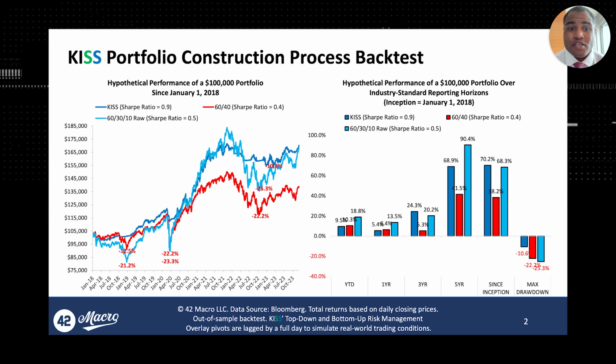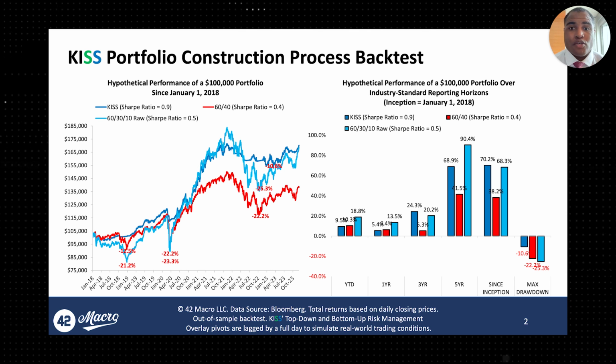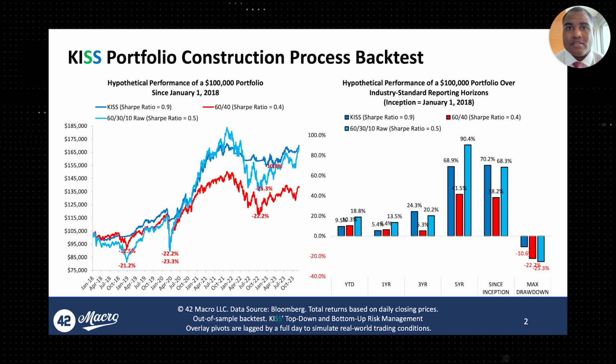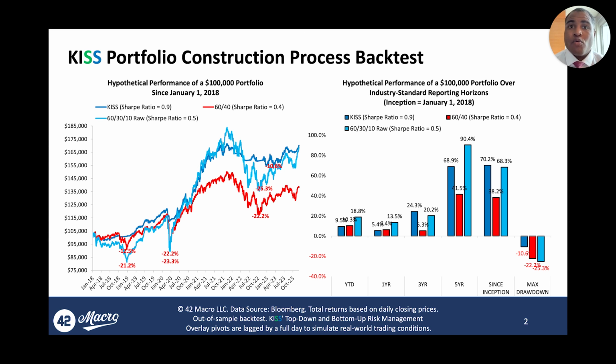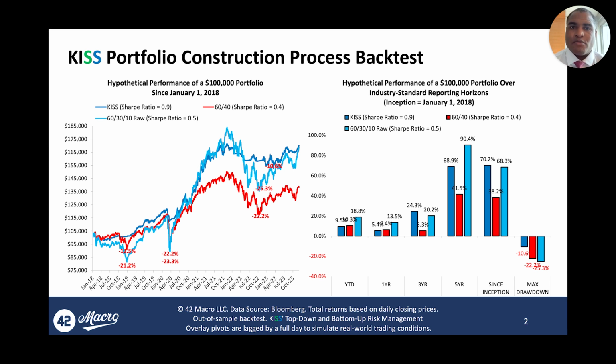There's a minus 22% drawdown in COVID, and there was a minus 22% drawdown at the lows in October of 2022. And then that also compares our minus 10.6% max drawdown statistic extremely favorably to the 60/30/10 raw approach, which takes that 60/30/10 SPY, AG, Bitcoin allocation and does not include our bottom up and top down risk management overlays.